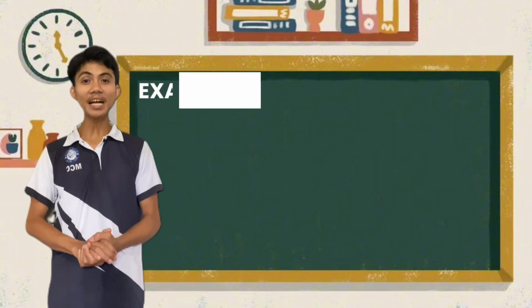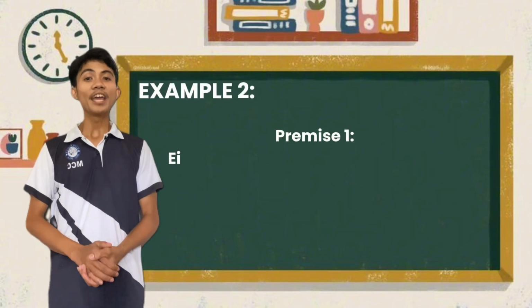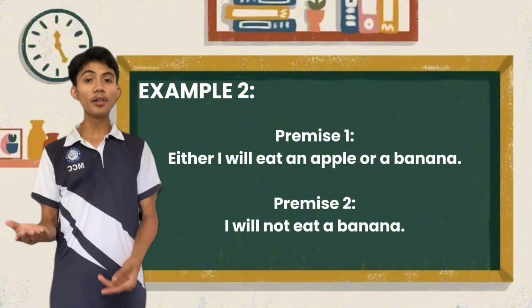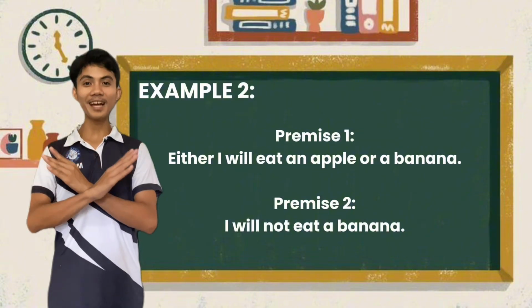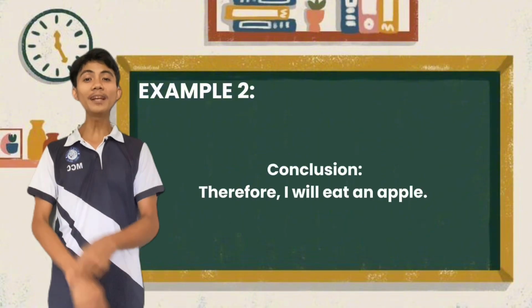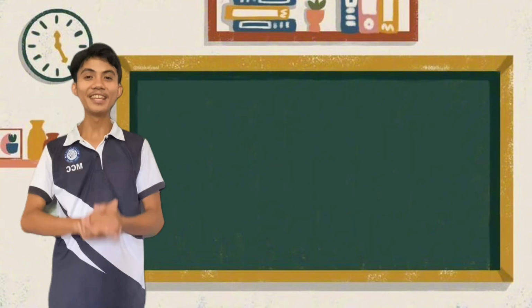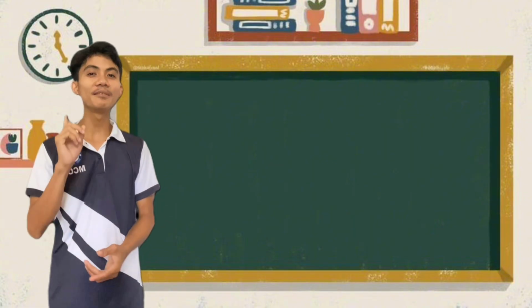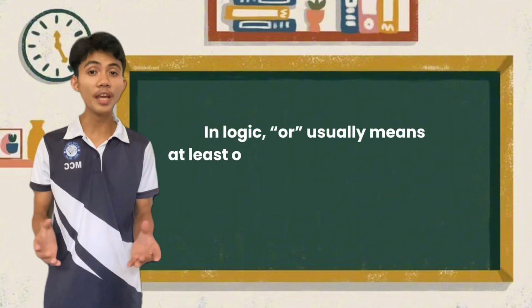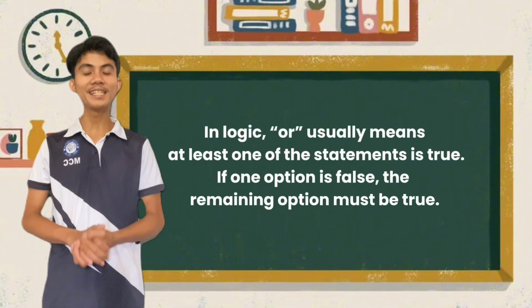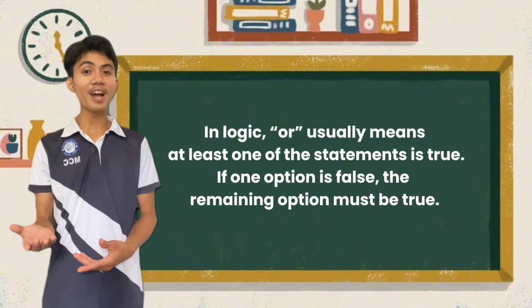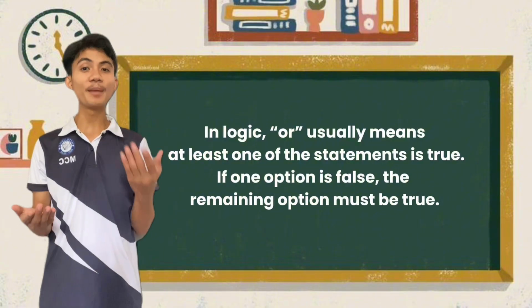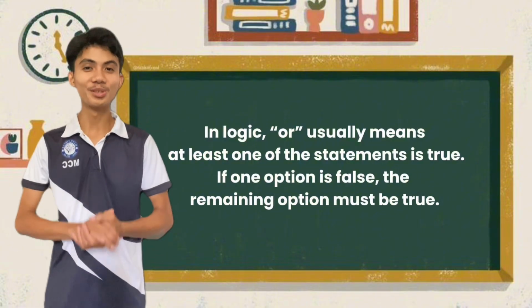And for the second example, we have either I will eat an apple or I will eat a banana. I will not eat a banana. Therefore, I will eat an apple. Did you understand? Very good. So in logic, or usually means at least one of the statements is true. If one option is false, the remaining option must be true.